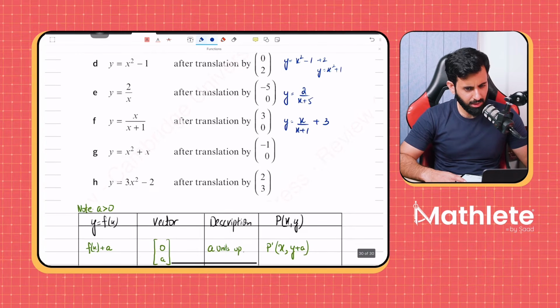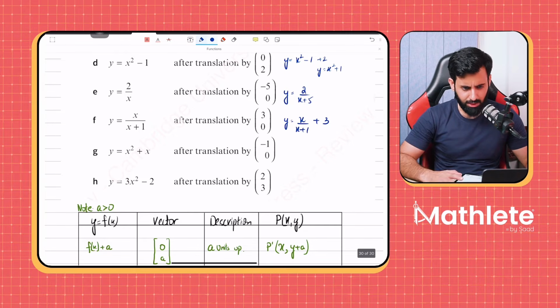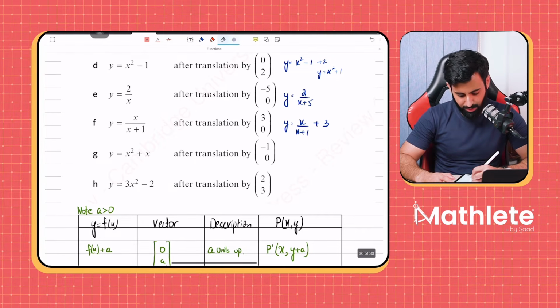If you've taken the LCM, that's fine. Okay, like I said, you don't have to simplify, but if you've done that, that's great. Nothing to worry about. Oh no, wait a minute. What have I done? Sorry. I translated it vertically. Incorrect.